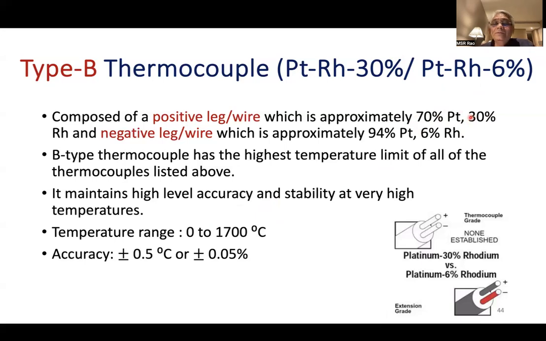Think about what happens if one element has a lower melting point than the other one. What do you do in that case? Just keep thinking about it.